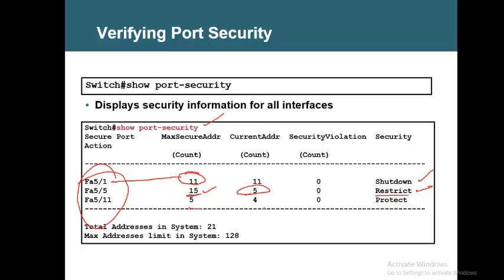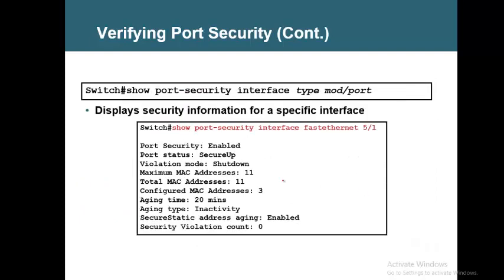Here, when this number goes beyond 5, the violation counter increases. The first 5 will still be enjoying the service. Not only that, a syslog message is going to be generated for every violation. This is where you can see the violation count.